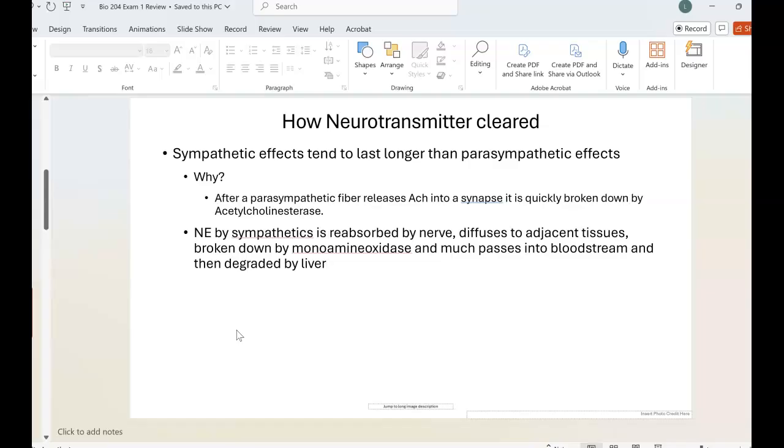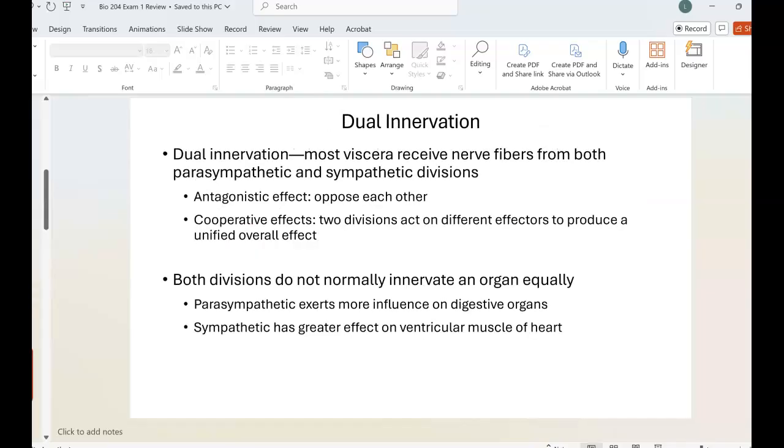So if you've ever had those experiences where maybe you had an argument with somebody or you got cut off in traffic and it tends to stay with you a long time, there's a physiological reason for that. It's because it takes a little longer for that neurotransmitter to be cleared. And that's why you're still kind of feeling those sympathetic effects for a longer period of time.